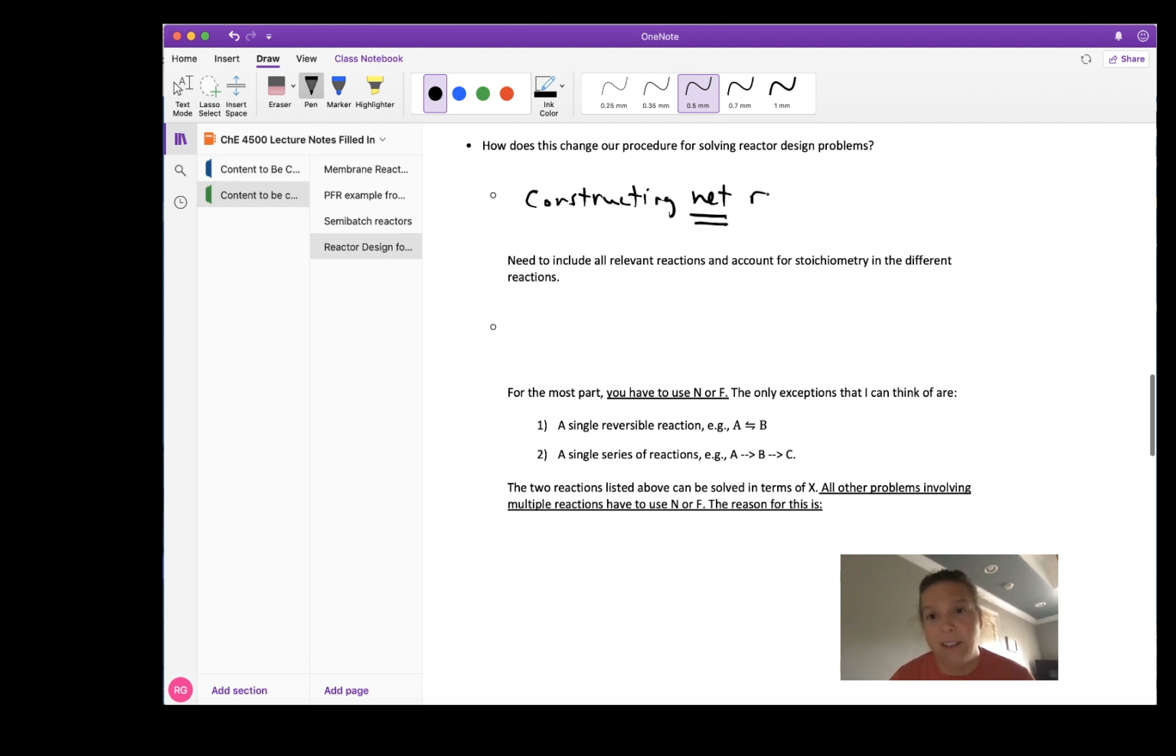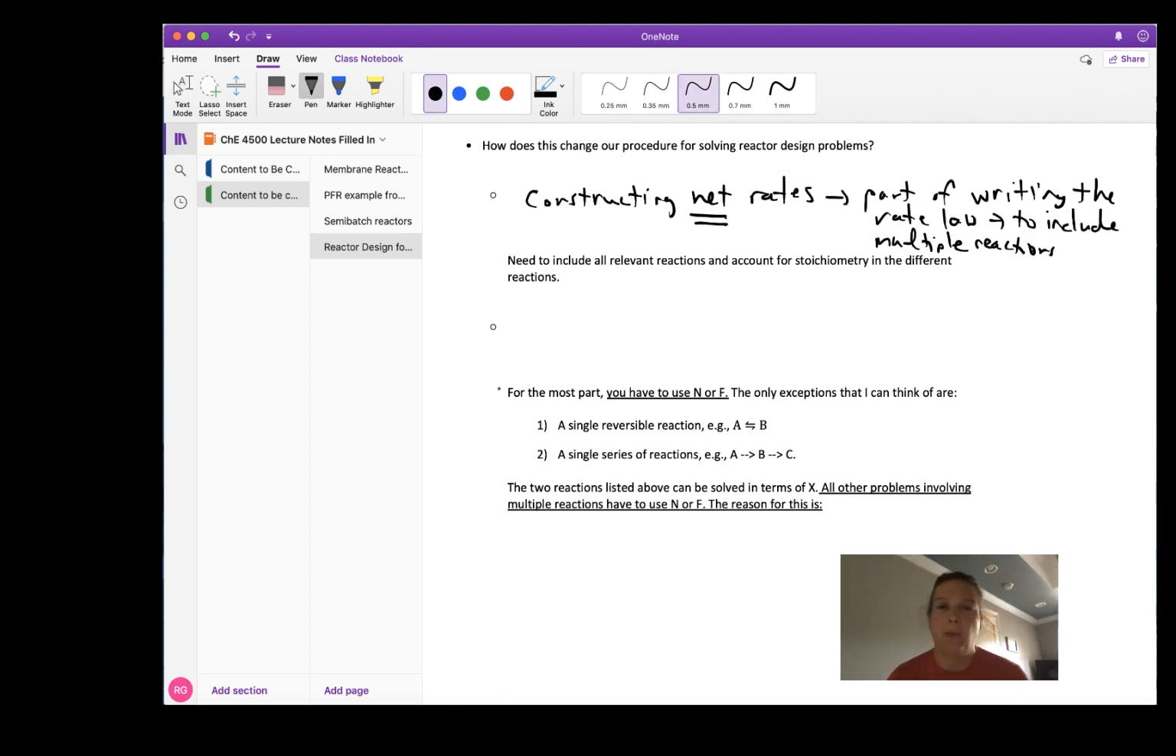I'm going to underline that. So I need to include all of the relevant reactions and account for stoichiometry in the different reactions. As we saw in the prior examples, now I have reactants reacting in multiple reactions. I have products being formed in multiple reactions. Some products are being formed in one reaction and then they're reacting away in another. I need to account for all of that in my rate law. So I'm going to write my rate law to incorporate the multiple reactions.